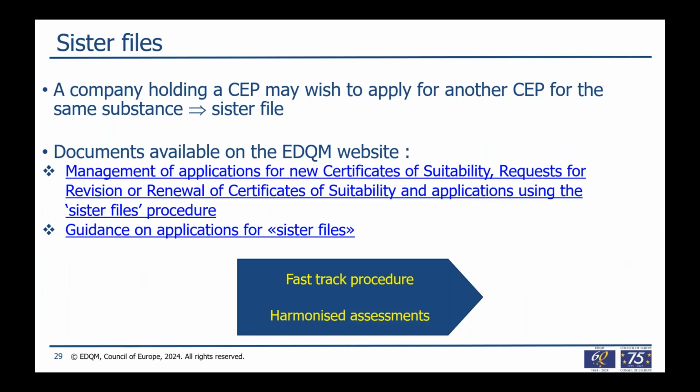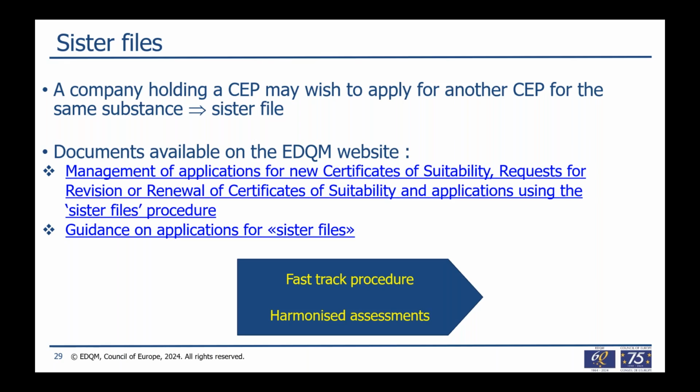So we'll mention briefly the sister file procedure here. Through the sister file procedure, a company which has been already granted a certificate of suitability may wish to apply for another CEP for the same active substance. For example, when the company wishes to have separate CEPs for different conditions of preparation or qualities. So for example, when they want to cover an alternative manufacturing process, manufacturing site, or an alternative grade.